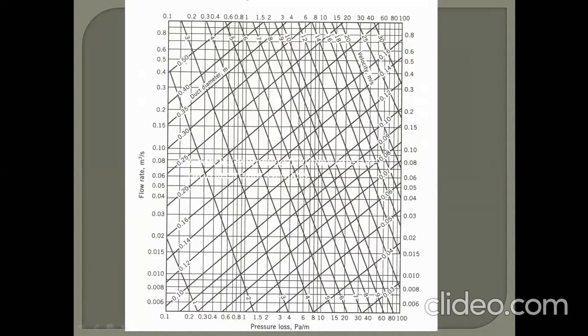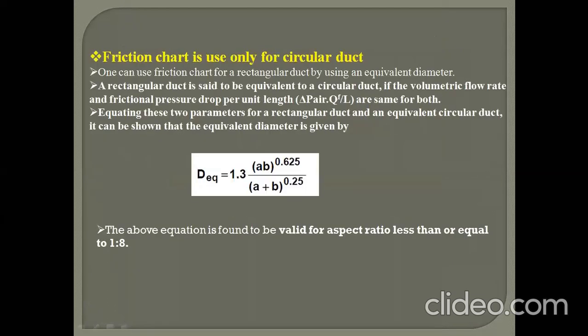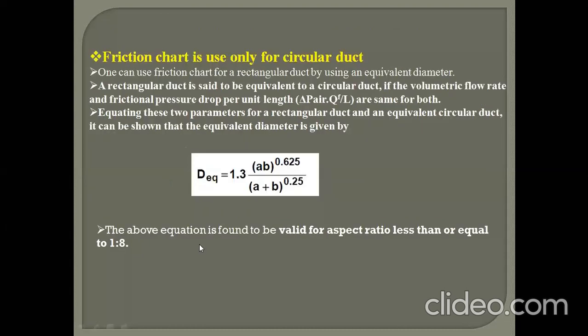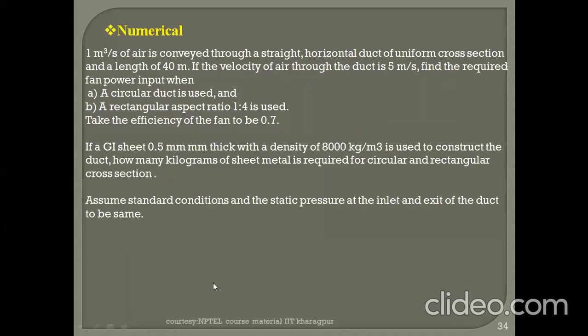Next, we discussed the equivalent diameter, because the limitation of the friction chart is that the chart is only for circular duct, but in actual practice we use rectangular ducts. So for that the equivalent diameter concept is used, in which we first find out the equivalent diameter, and from that you can find out the two sides of the duct. So from the sides you can find out the equivalent diameter or vice versa.